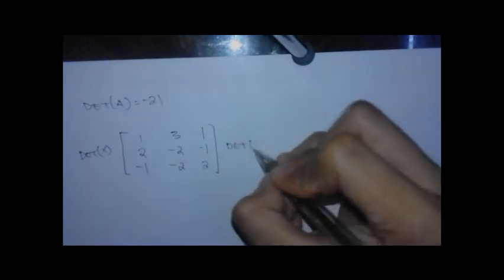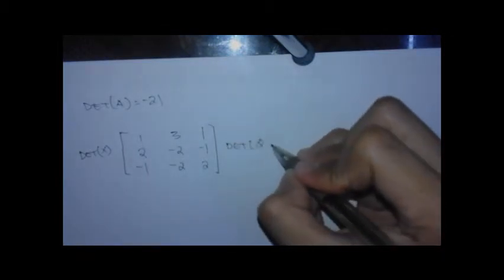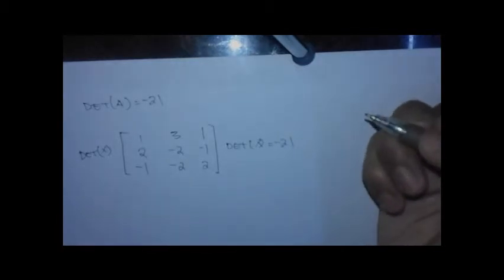Okay, so after we get the determinant of this, let's just name it determinant of x. Correct me if I'm wrong. I already solved this. The determinant of x is equal to negative 21, still.